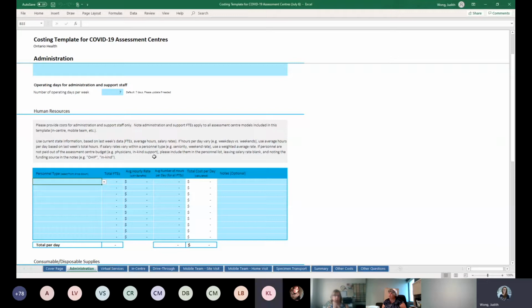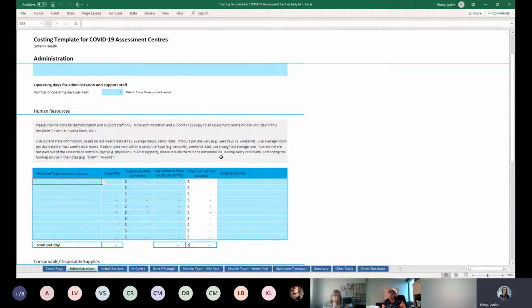There's some additional notes here about how to cover different scenarios in terms of your staffing. So for example, if your hours per day vary, if your staff are working 8 hours on weekdays and 4 on weekends, add up the total, divide by the number of days of operation. If salary rates vary, again, use a weighted average rate so that we capture the rate that applies across your staff.